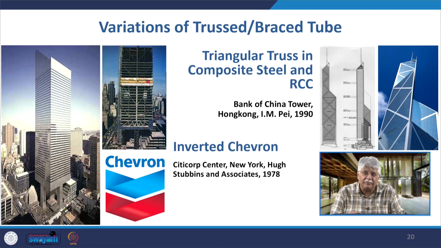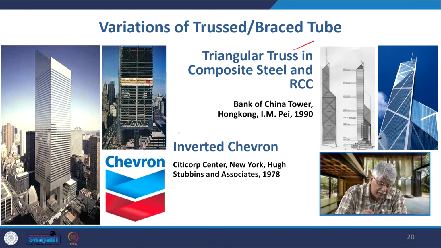Variations of the truss of the brace tube, like in the case of the Bank of China, it is a triangular truss in composite steel in RCC, and in the case of the Citicorp Center in New York by Hughes Stubbins Associates in 1978, it does these inverted chevrons that you are able to see here in the sectioned part of the building.